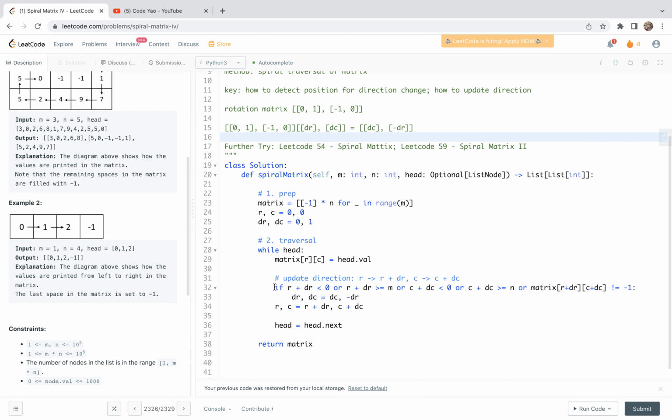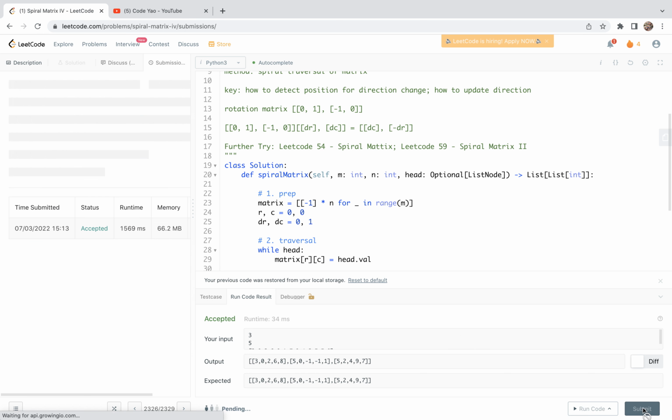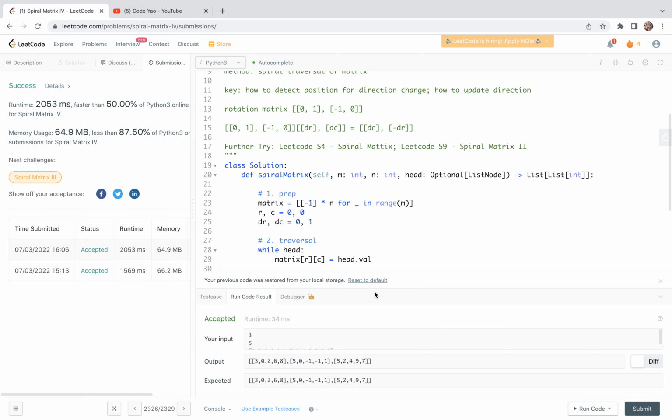And then after we update the direction, and then we update the position, what we do is we update the height to the next, right? And finally we return the matrix. So that's the overall thought for this problem. Let's do a special case check now. It passes example 1. Now let's do a generic case check. Yeah, it passes the generic case.